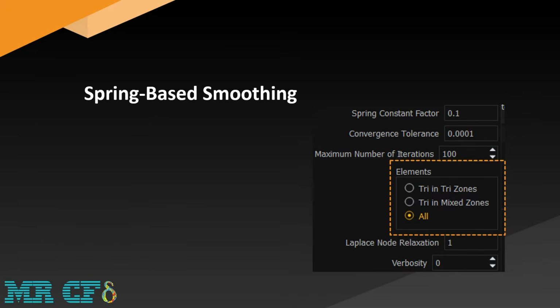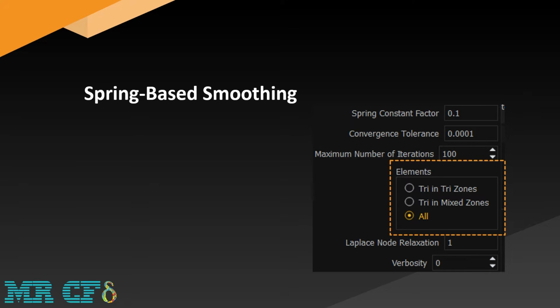By default, the spring-based smoothing method is enabled for all cell regions. It means that the All mode is active in the elements section. So if you want to disable the spring smoothing method for cell areas that are not completely composed of tetrahedral or triangular cells, you can use the option Tet in Tet Zones in 3-dimensional simulation or Tri in Tri Zones in 2-dimensional simulation.